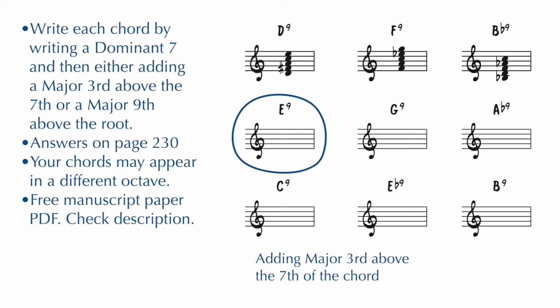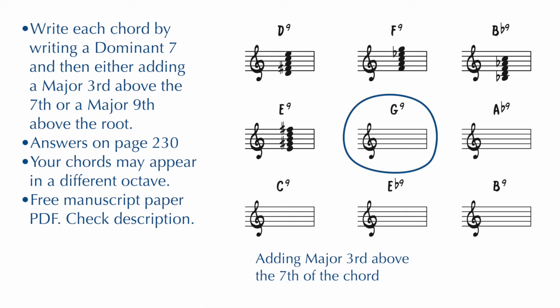Number 4, E9. First write an E7 chord. That's going to be E, G sharp, B, and D. Then we add a major third above the 7th of the chord. The 7th is D. Major third above that is F sharp. Stack all those notes together. You have E, G sharp, B, D, and F sharp, or E9.